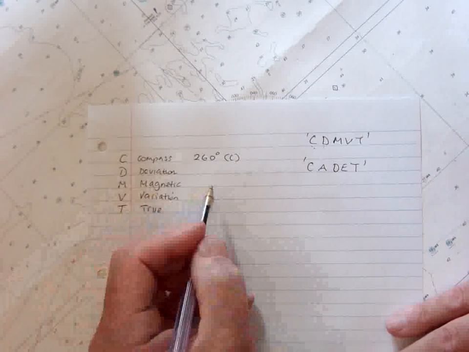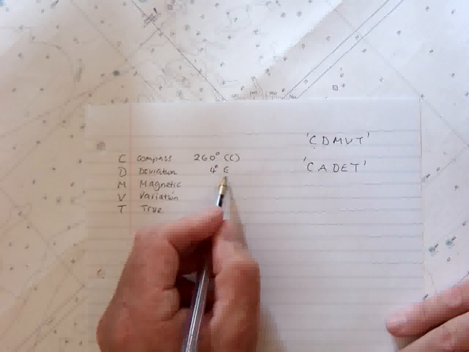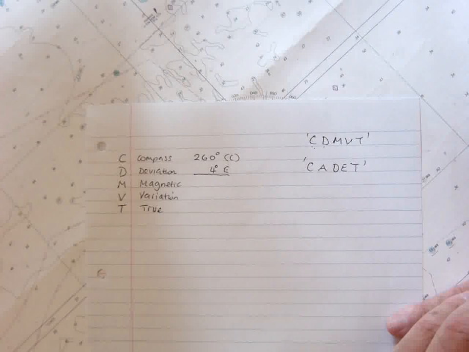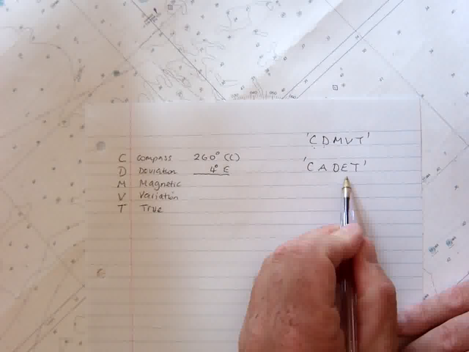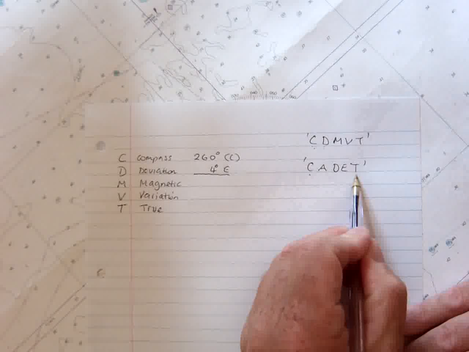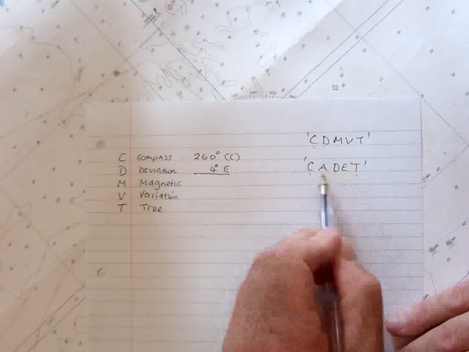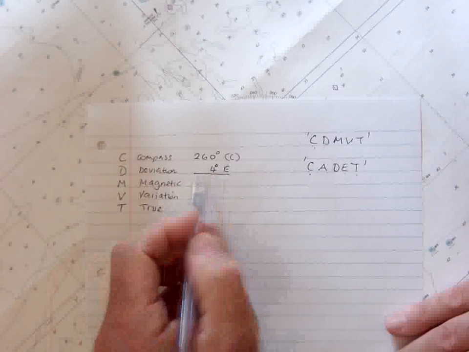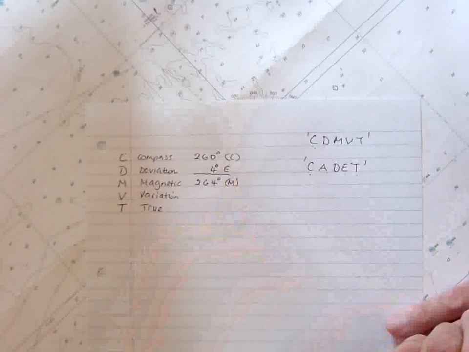So let's say our deviation is 4 degrees east. Now we need to know whether to add or subtract that amount to get our magnetic value. And I've written here another acronym, CADET, and we can say that if we go from compass to true, then we add east. So going from compass to true, add east. We are going from compass to true, our error is east, therefore we add it. So our magnetic value is 264.